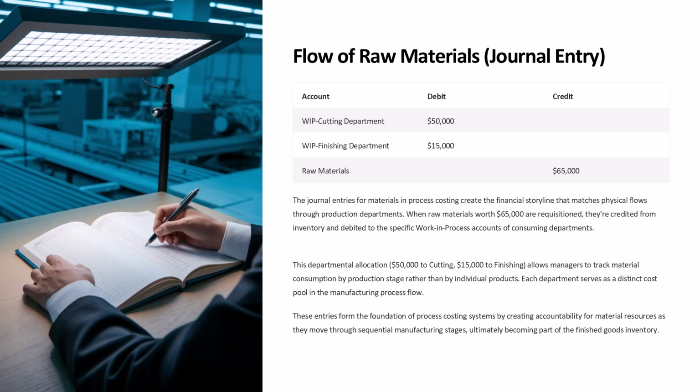The timing of these entries matches the physical flow. As materials move from storerooms to production areas, their financial values move from raw materials to departmental WIP accounts. In sophisticated manufacturing environments like Procter & Gamble, these entries generate automatically from production system data. The physical movement triggers the accounting entry. To learn accounting, you must do accounting, and these departmental material entries form the foundation of our process costing structure.